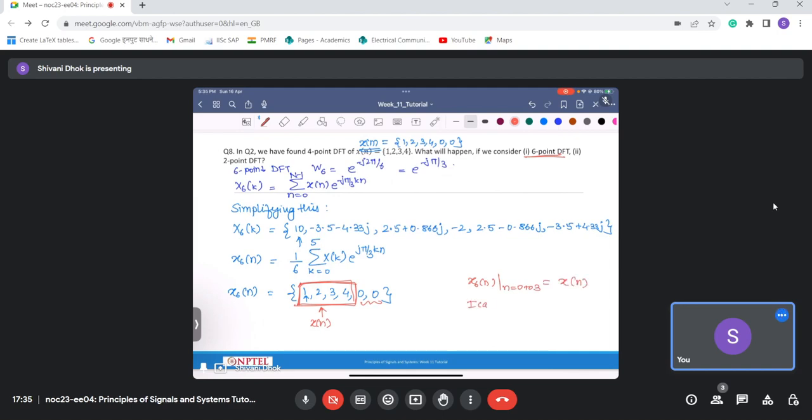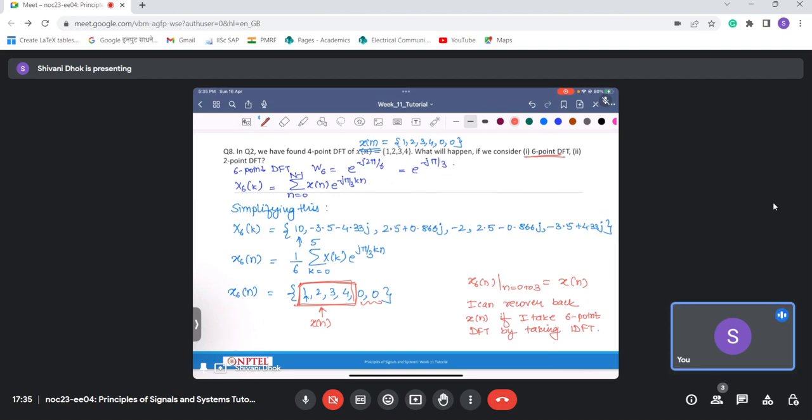Which means that I can recover back x[n] if I take the 6-point DFT by taking the IDFT. The moral of the story is that whenever we want to recover the signal back from the DFT, the number of points of the DFT we have to take must be greater than or equal to the length of the sequence.